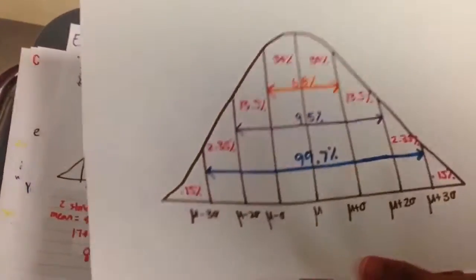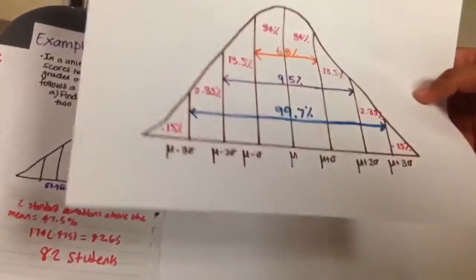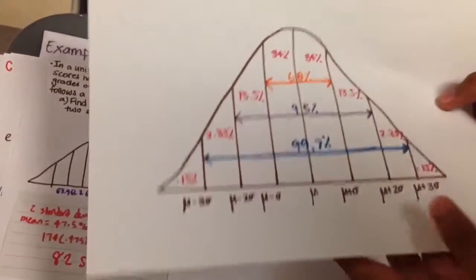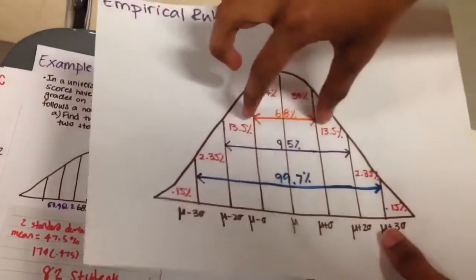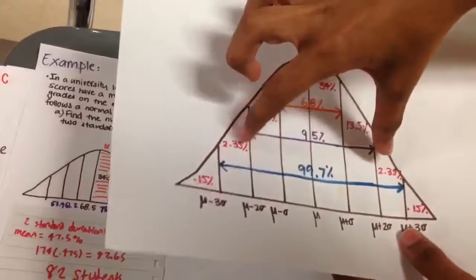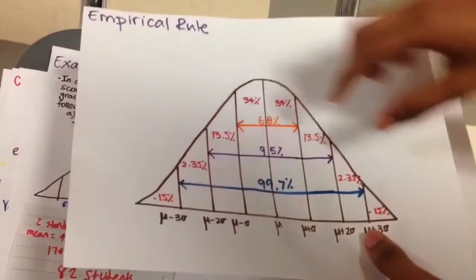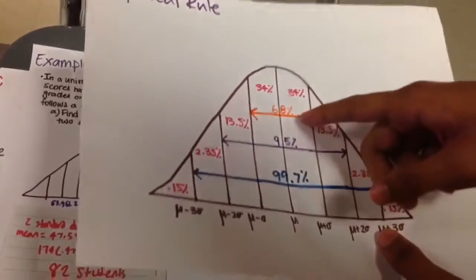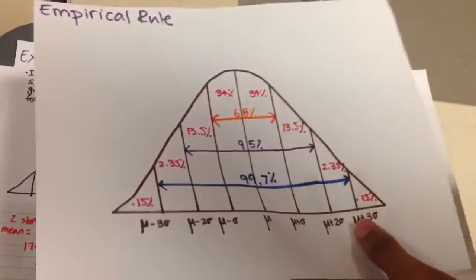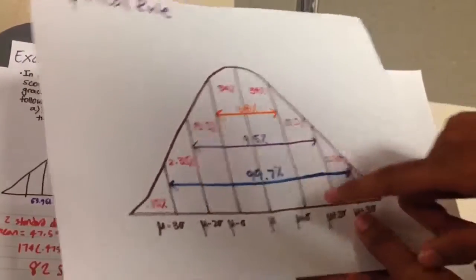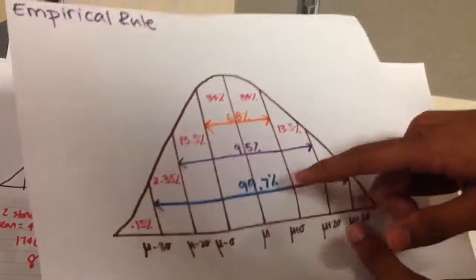Statistics. This is the empirical rule. So this is 1 standard deviation from the mean, this is 2 standard deviations from the mean, and this is 3 standard deviations from the mean. 1 standard deviation from the mean is 68% of the data, 2 standard deviations is 95%, and 3 standard deviations is 99.7%.